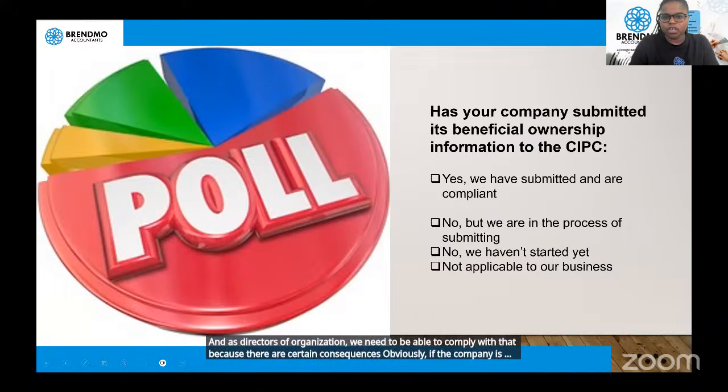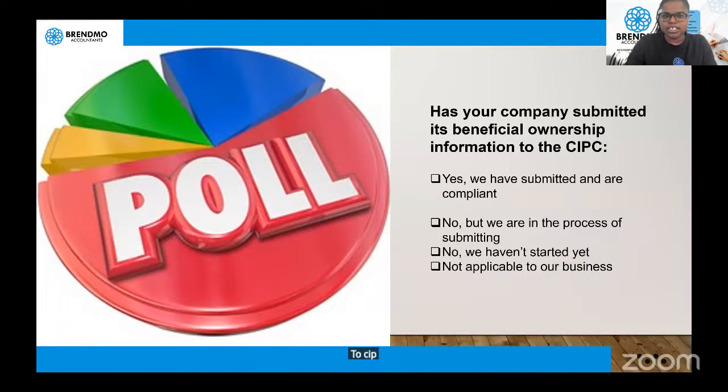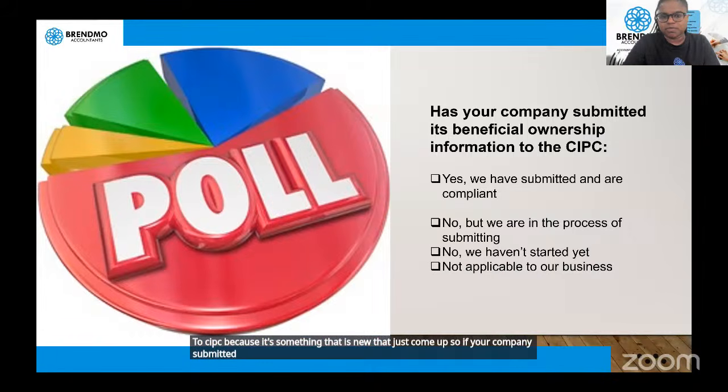So before we move on to Tendai, we just want to find out, has your company submitted its beneficial ownership information to CIPC? Because it's something that is new that has just come up. So have your company submitted the beneficial ownership? You can just answer that question.